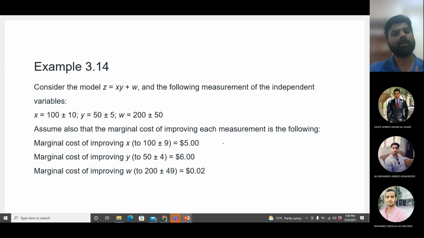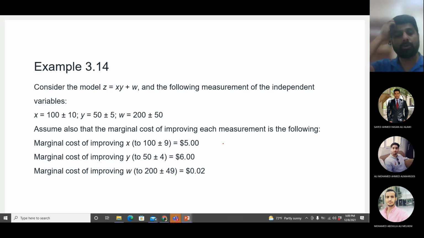Let us look at a problem here. We have a model where Z depends upon X, Y, and W. Three things. For each independent variable, you can see the average and its measurement error. So for X, the average is 100, and the measurement error is plus minus 10. For Y, it is 50, and the error is 5. For W it is 200, and the error is 50.